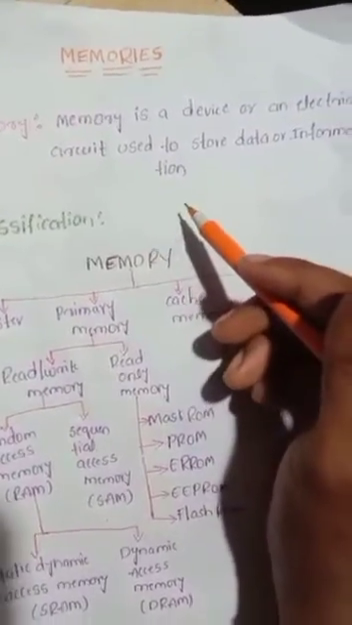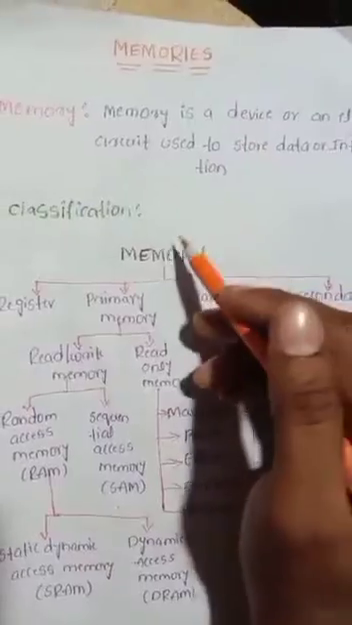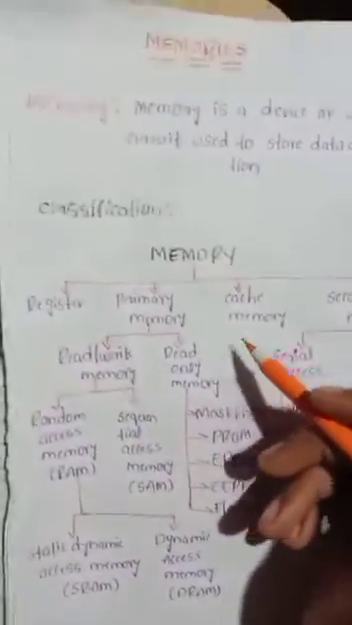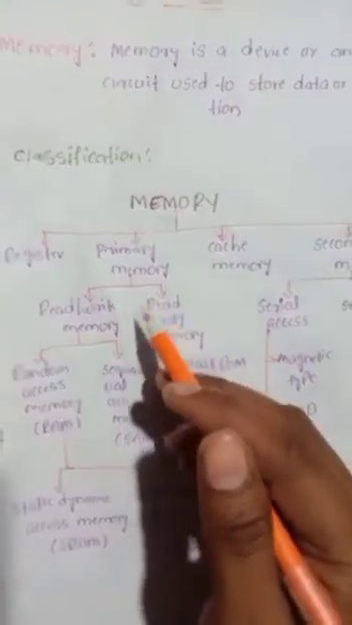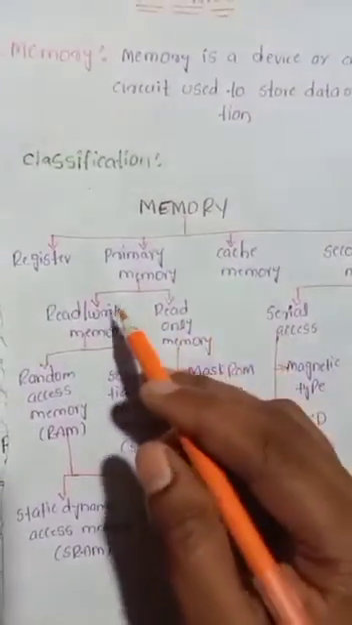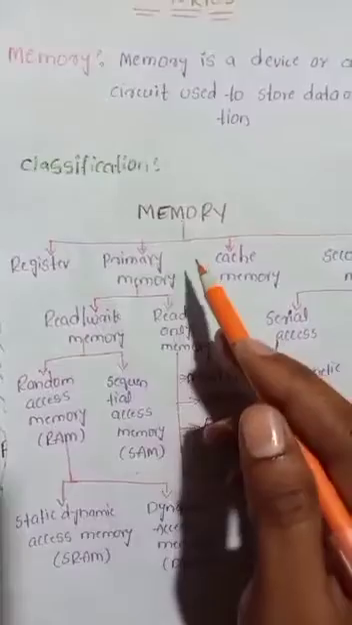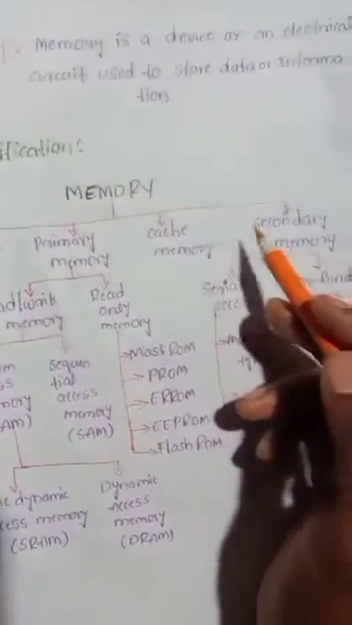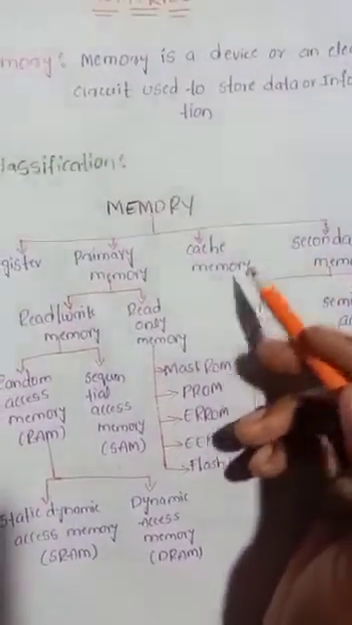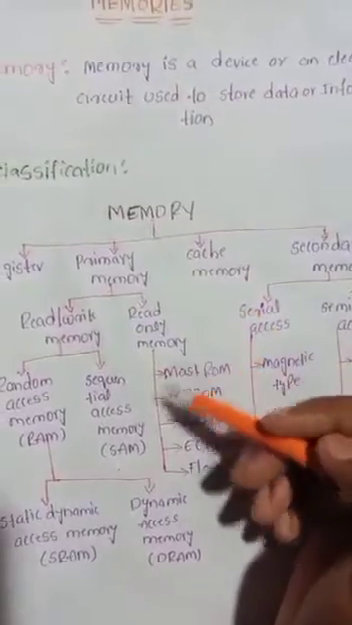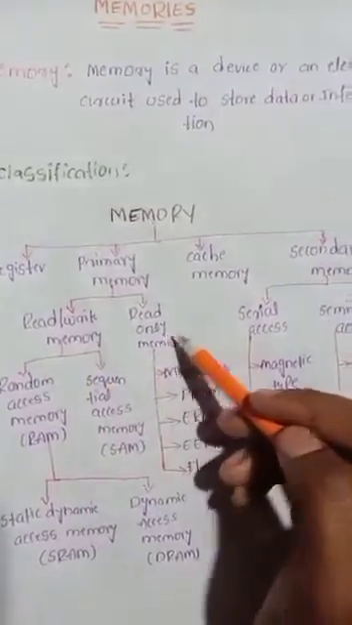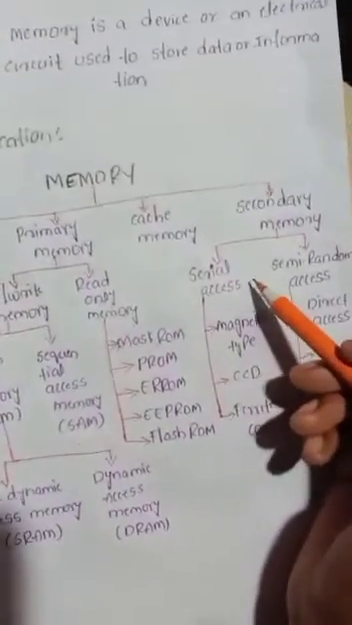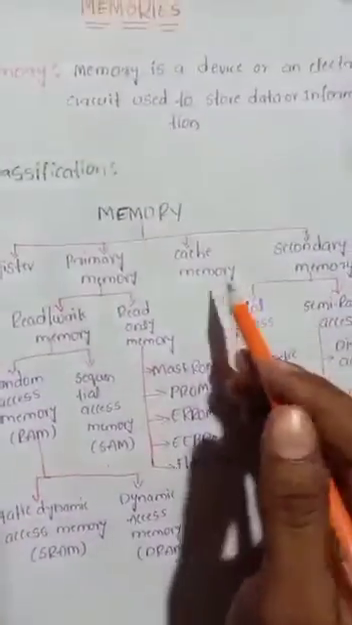There are different types of memories. The classification of memories is shown here. The memories are divided into four different categories. They are register, primary memory, cache memory, secondary memory. And these four are subdivided into different types. They are read and write memory, read only memory, serial access memory, semi random access memory.